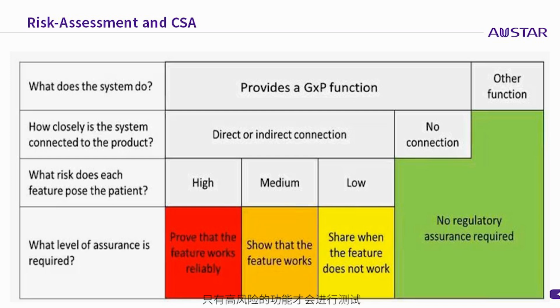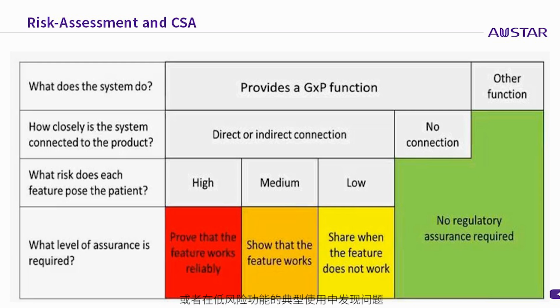Only the features with high risk are tested, as it has always been done, with a fully scripted test plan and lots of evidences. The features of medium and low risk are tested too, but with reduced width and depth. The focus is to show that a feature of medium risk works or to find problems during the typical usage of the low risk features.